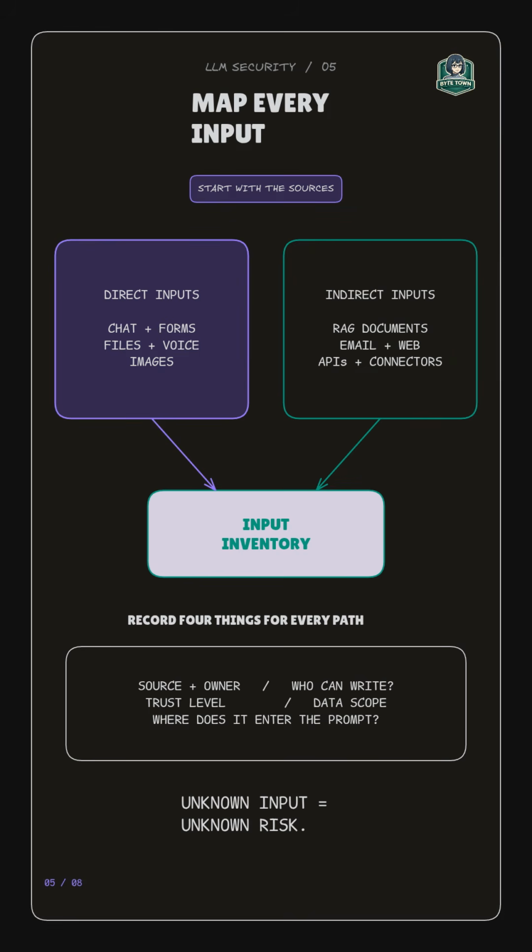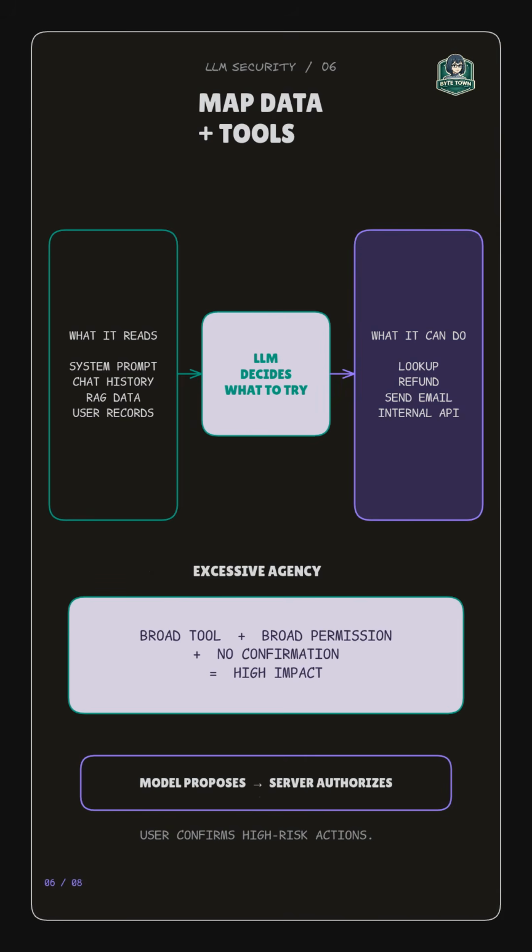Map every input: chat, files, voice, images, documents, emails, web pages, connectors, because if you don't know where the input is coming from, you don't really know the risk. Next, ask what the model can actually do. Can it read customer data? Can it send an email, issue a refund, call internal data sources? Because broad access, broad permissions, and no confirmation can turn a small mistake into a very big incident.